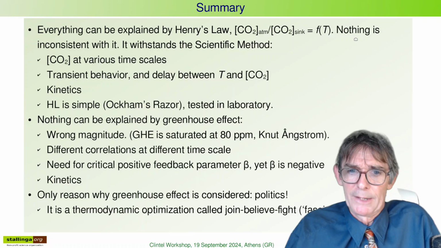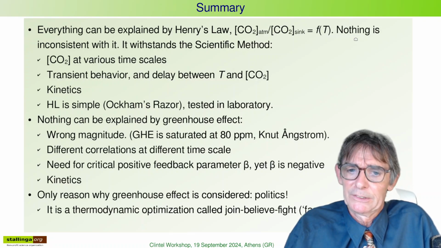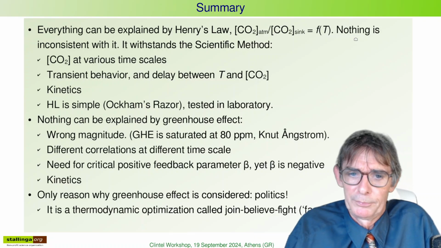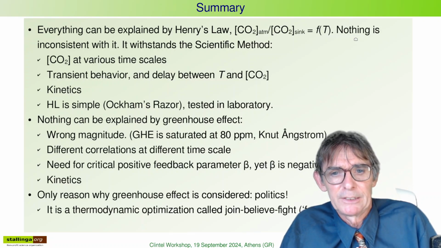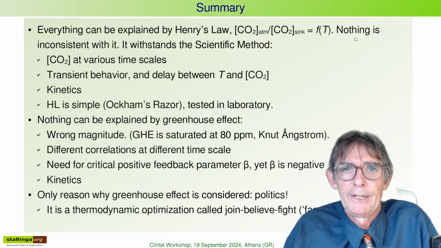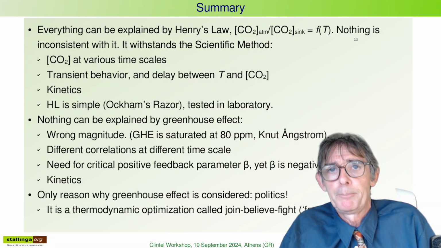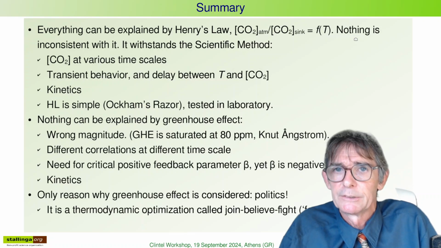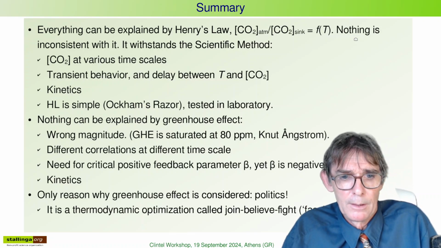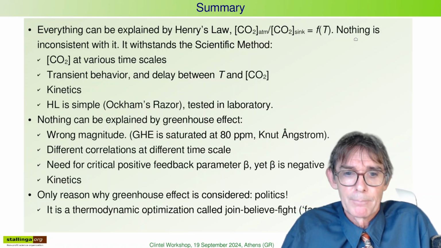The greenhouse effect is the wrong magnitude. According to Knut Angström, who already in the beginning measured it in a tube of carbon dioxide, after 80 ppm the effect saturates. As long as you have other windows in which radiation can be emitted by the planet, when the window of carbon dioxide is blocked, it's blocked. If you put 80 ppm, it's basically blocked. Then doubling it is like putting a double curtain on your window. It doesn't block out any more light. It's strange. It has different correlations at different timescales, which doesn't make sense. The greenhouse effect.